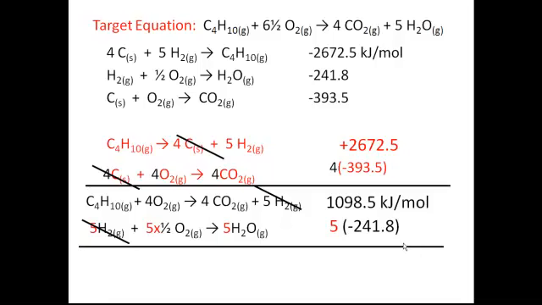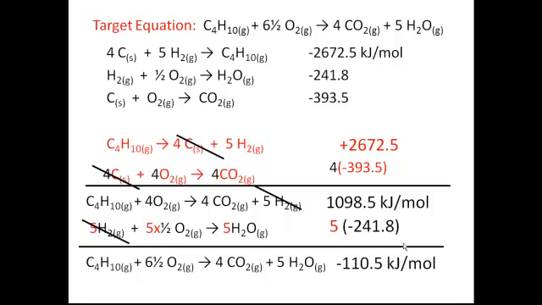Okay. Now I take a look, I don't see any other common species, so now I'm going to add these guys up. So I have 1 mole of butane. Now 4 plus 2.5 moles of oxygen gas gives me 6.5 moles of oxygen gas. This yields the 4 moles of carbon dioxide plus the 5 moles of H2O gas. Okay, I also have to add up my enthalpy values, so 1098.5 kilojoules per mole plus 5 times negative 241.8 kilojoules per mole will result in negative 110.5 kilojoules per mole. Okay, and that's our target equation.